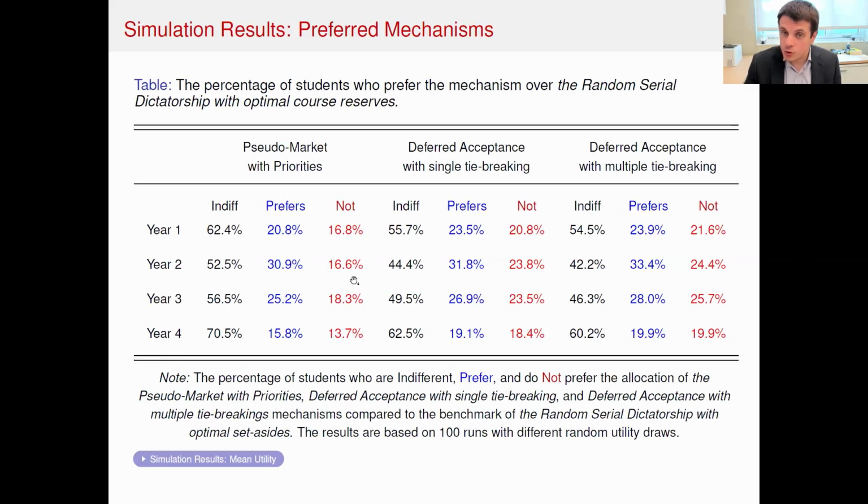But one thing I want to emphasize is that the percentage of students who do not like it is the smallest among the three, right? And the difference between who prefer or not is the largest for pseudo market with priorities compared to all other mechanisms. So you can see deferred acceptance with single type breaking, this is approximately less than 3%. Here it's 4%. Here it's only 2% difference, and the same for all years of study. The difference between who prefer or not is the largest for our mechanism. But that's not the full story. This is one suggestive evidence. But it also suggests that maybe using deferred acceptance with multiple type breaking is not a bad idea.